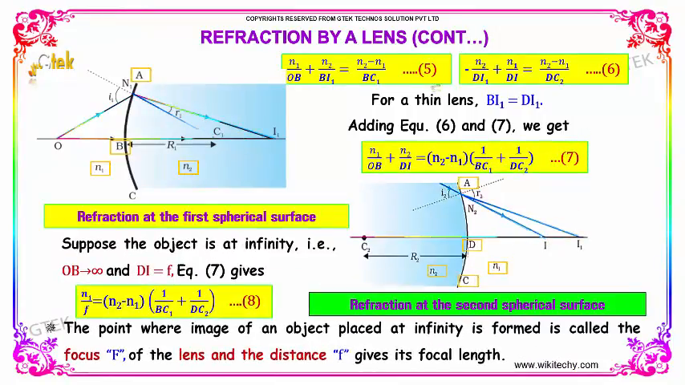Here are the two equations. For a thin lens, BI1 is equal to DI1. So adding equation 6 and equation 7, we get n1 divided by OB. So 6 with 5, you will be getting this equation: n1 divided by OB plus n2 divided by DI is equal to (n2 minus n1) into (1 by BC1 plus 1 by DC2).